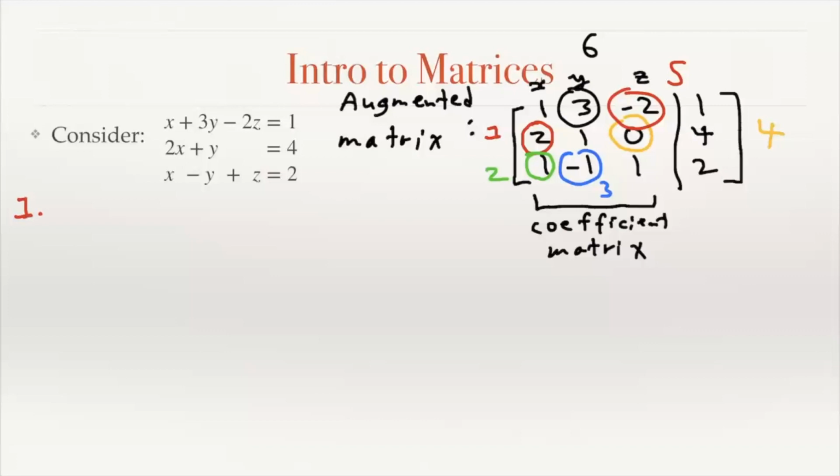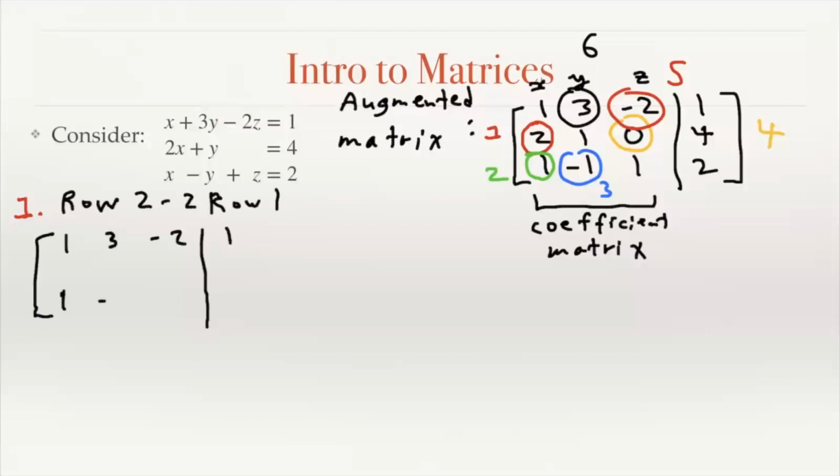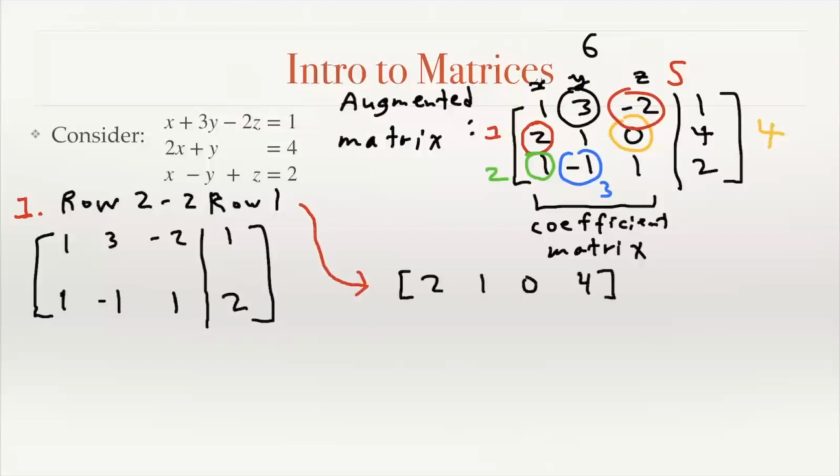So for example, in step 1, we want to eliminate that 2, and we always eliminate using the entry of the main diagonal above or below the thing that we want to eliminate. In this case, it's that 1 right there. We want to eliminate that 2 using that 1. We will do row 2 minus 2 times row 1. That means that row 1 stayed the same, and also row 3 stayed the same. And the only thing that we're doing is taking row 2, which was 2, 1, 0, 4, and subtracting 2 times row 1, which was 1, 3, minus 2, 1.